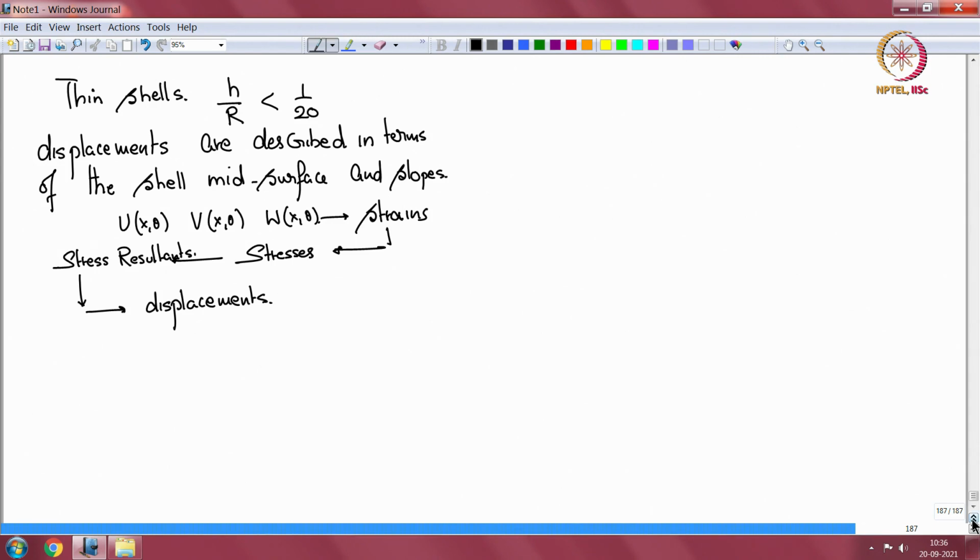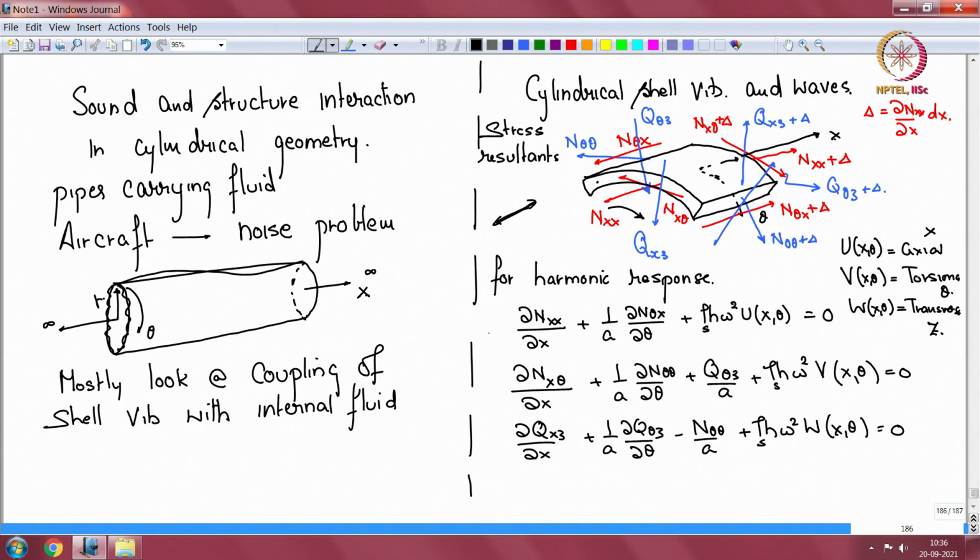I didn't say it, I suppose. This describes the axial motion of the shell element. This describes the theta direction, or torsional, force balance in the torsional direction. This is force balance in the transverse direction. So this is dx, this distance is dx, and this angle is d theta.